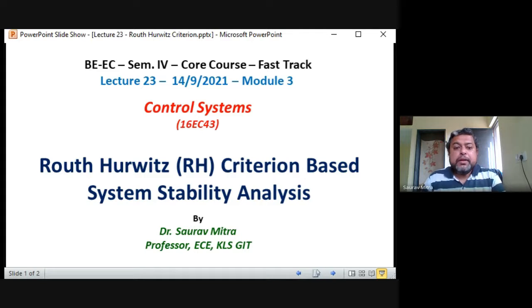Likewise, the RH criterion helps us to very easily find out whether the system has left hand side poles, right hand side poles, or marginally stable poles. So there are mainly three kinds of numericals. I will remove this document and upload my handwritten document, where everything about the Routh-Hurwitz criteria is very clearly explained.